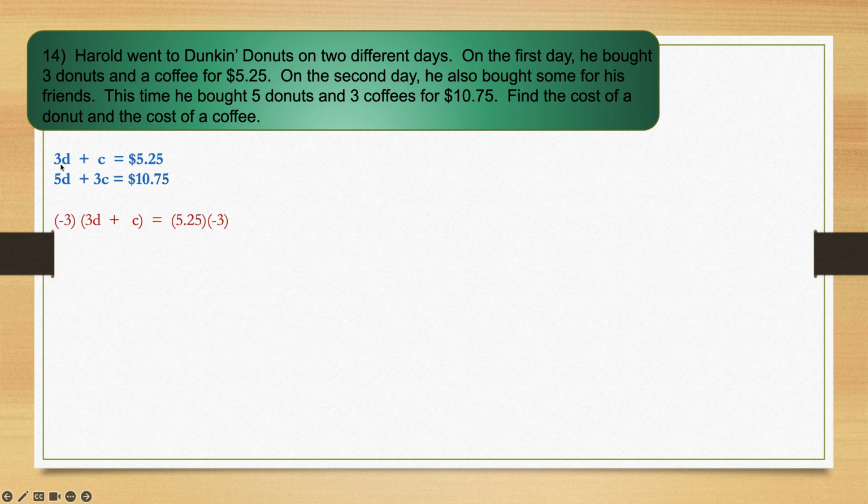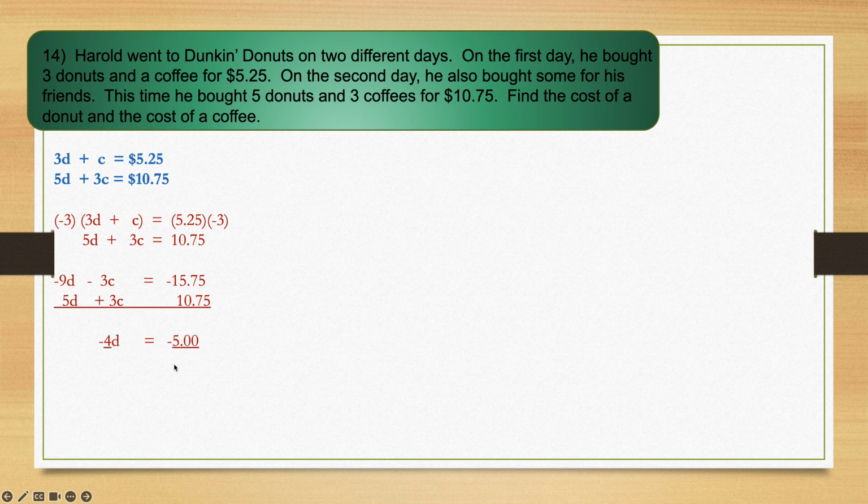So I'm going to multiply the top equation by -3. And that negative is a new little step here. But here's the thing. When I multiply by -3, this positive c is going to become a -3c. And that gives me the opposite signs that are so cool to work with. So distributing, -9d minus 3c is -15.75. 5d and 3c is 10.75.